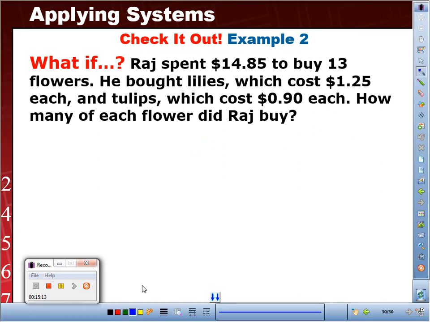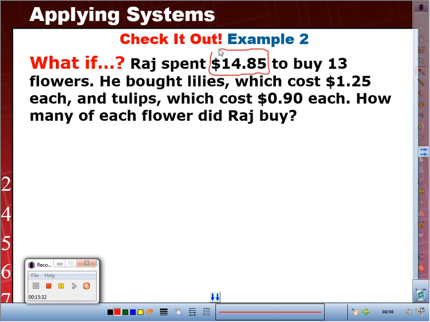Once again, I'm going to read it again so I can start underlining stuff. Raj spent $14.85 to buy 13 flowers. He bought lilies, which cost $1.25 each, and tulips, which cost 90 cents each. How many of each flower did Raj buy? So the first thing that called my attention is how much he spent. What was the total? $14.85. What other amounts of monies do we have? $1.25 and 90 cents. Okay, so I'm done with amounts of monies.